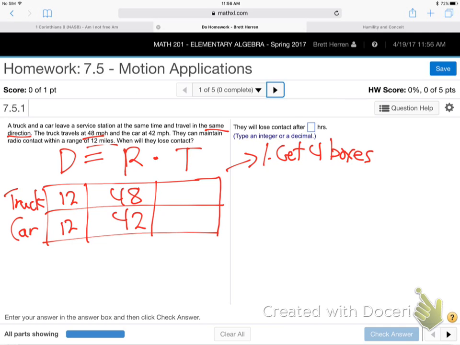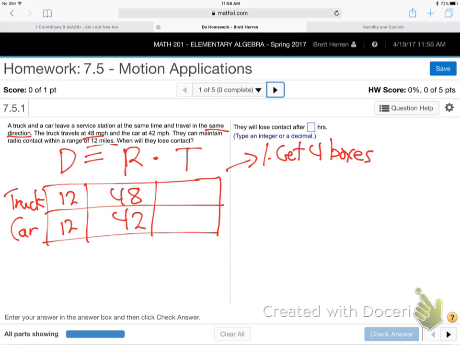And they're asking, they can maintain radio contact as long as they're within 12 miles. So when will they lose contact? When will the gap between them be more than 12 miles? Because as soon as it is, no more radio contact. Make sense what they're asking?